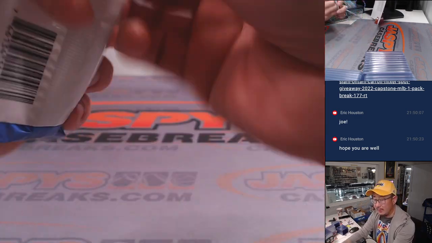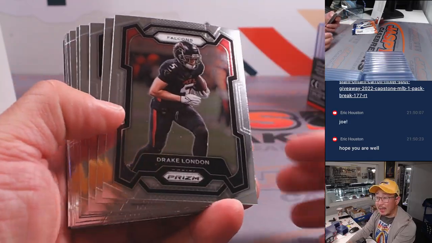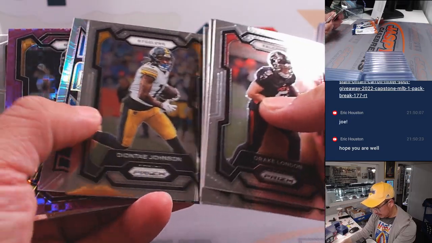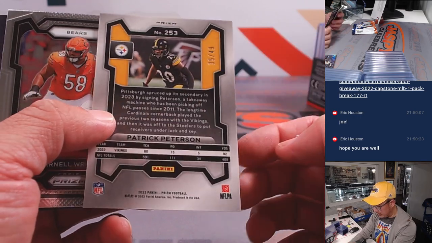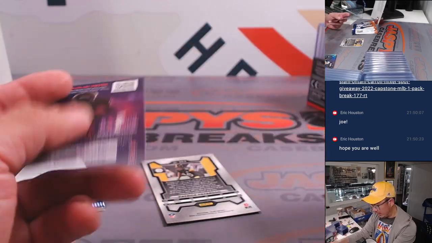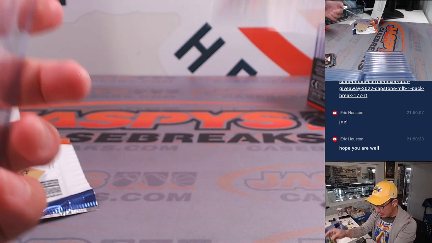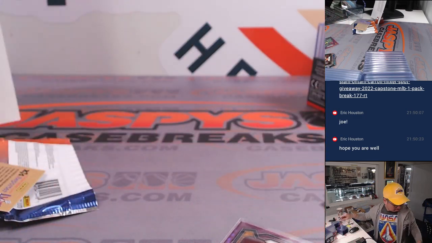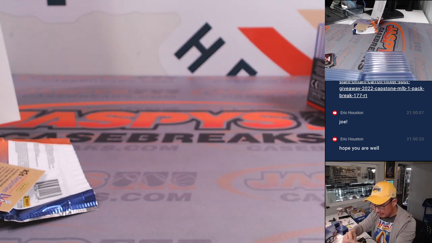All right, here's the final printout, hot off the presses. Let's do this pack break. Any surprises there? Maybe not. We got a hype Justin Herbert, Patrick Peterson, 35 out of 49, Darnell Wright, Kayshon Boutte. Kyle gets the Steelers. We'll get the Patrick Peterson. Not in this top loader, though. Look at that. No.